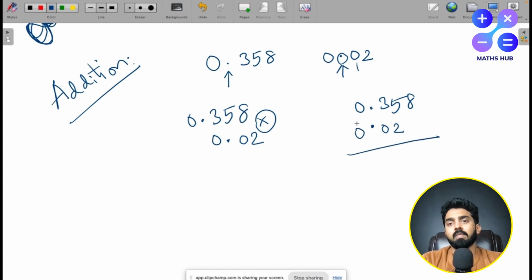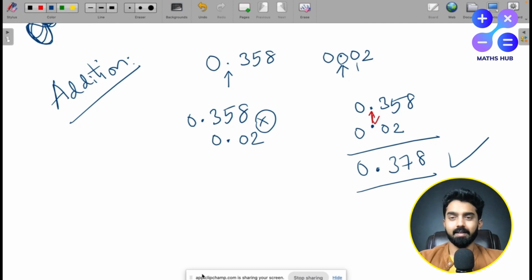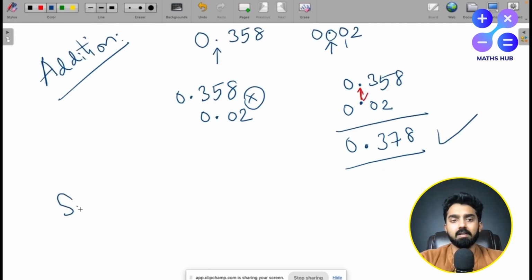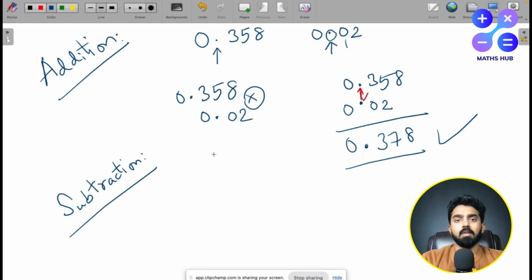Now you can add these. So always remember, the most important thing is to align the decimal points. Now, when you do that, you get an 8 and then you just add normally, right? So 5 plus 2 is 7, 3 plus 0 is 3, and then you put a dot and then 0. And that's how you get this done. Amazing. Similarly, subtraction is exactly the same. You just need to align the decimal points. So let's subtract the same two numbers.